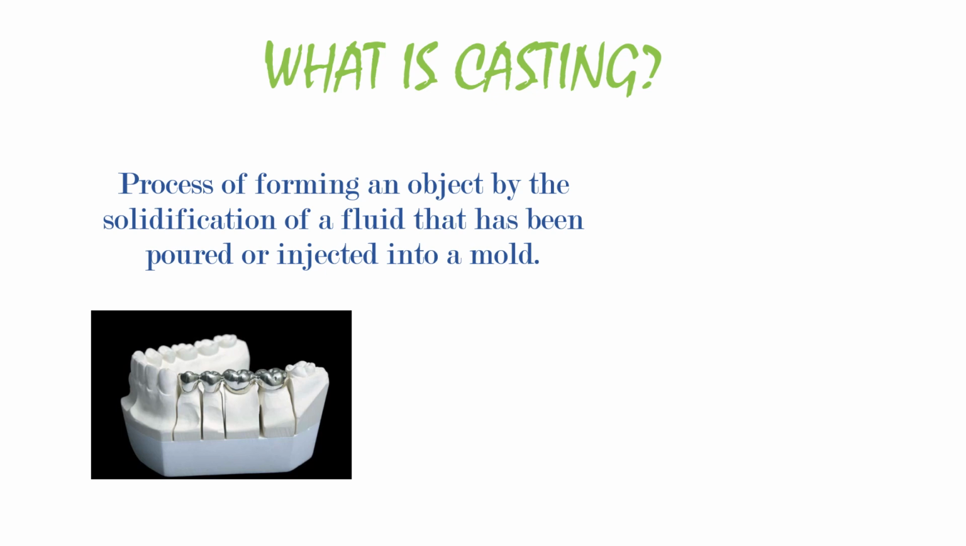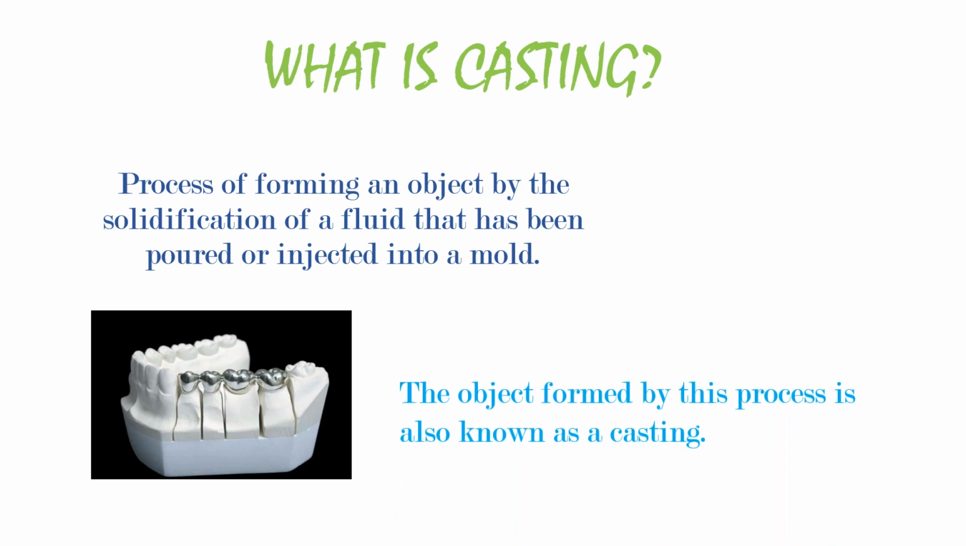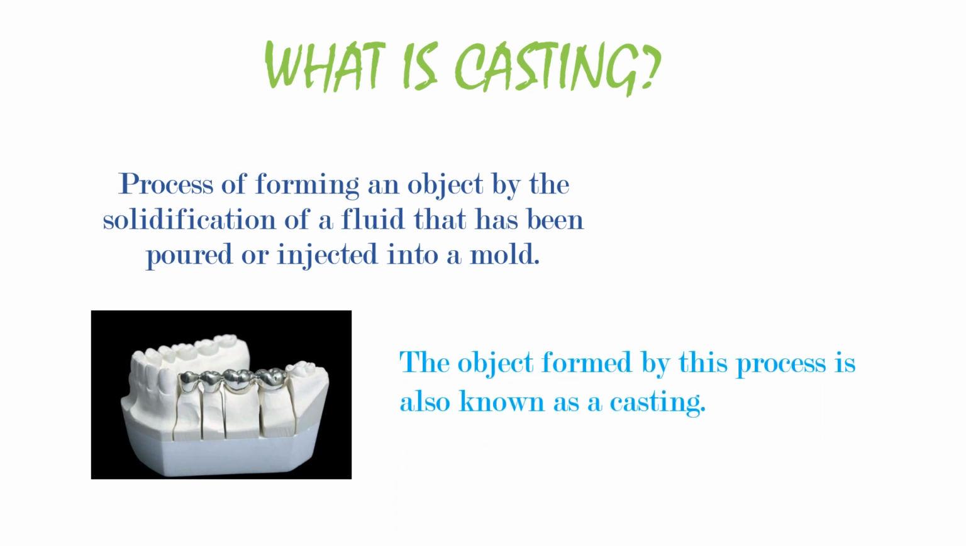Now you need to know what is a casting. So basically it is a process by which you are forming a new object. How? By the solidification of a fluid which is injected into a mold. That means you are injecting a fluid into a mold, and that mold, after solidification, will form a new object, and the object which is formed by this process is known as casting. So in this figure you can see that it is a well defined, finished and polished casting like this here.